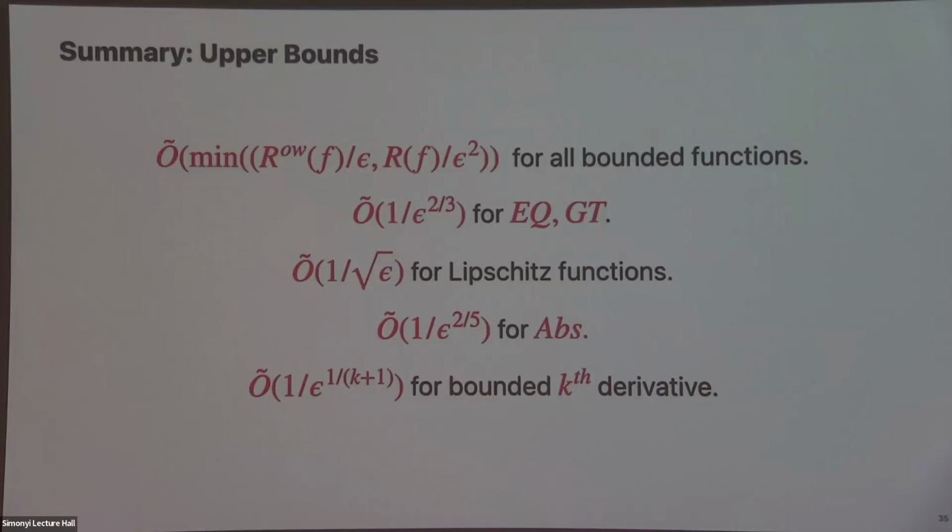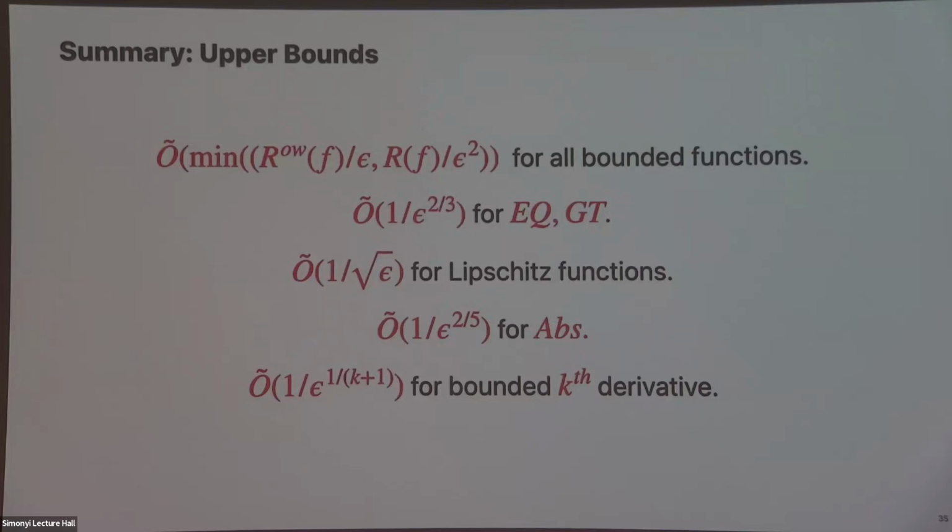Let me just summarize what we've seen so far. I hope I've convinced you that there is a zoo of interesting upper bounds to be had here. We've seen two upper bounds, r one-way f over epsilon and rf over epsilon squared. These work for all bounded functions. We've seen 1 over epsilon to the 2/3 for equality. It also works for greater than. Then, these other bounds, we saw this 1 over epsilon to 2/5 for absolute value.